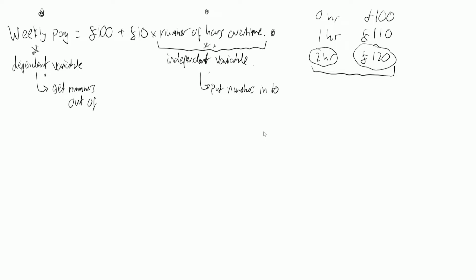So let's go through a little example here. How much money would we make if we worked 5 hours overtime? Okay, so we worked 5 hours overtime. So if we write that down here.